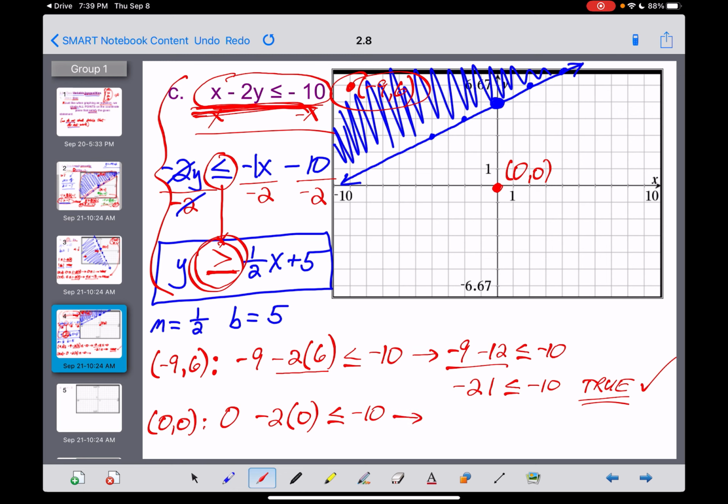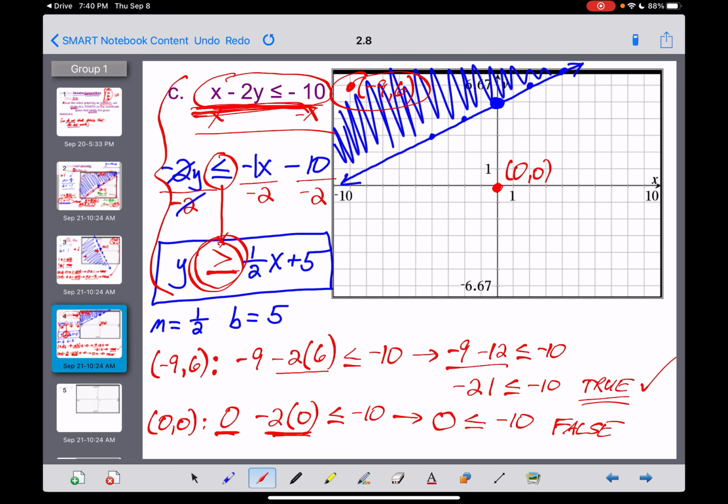This is actually a really nice thing about standard form. 2 times your y-coordinate is going to be 0. The x-coordinate is 0. 0 minus 0. With standard form, the left side pretty much always becomes 0. Is less than or equal to -10. So now ask yourself, let's look at that again. 0 is less than or equal to -10? Nope. That one there is a false statement because 0 is greater than -10.